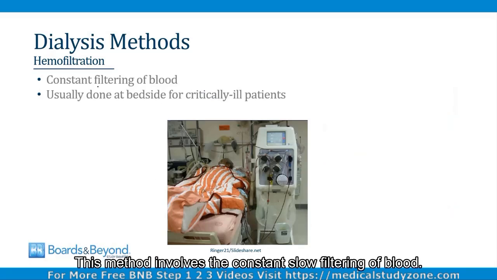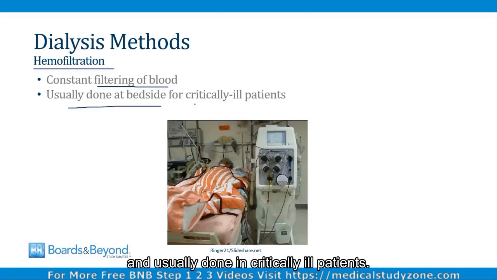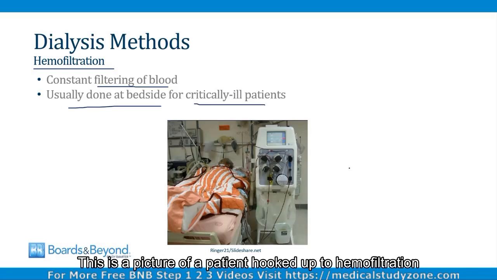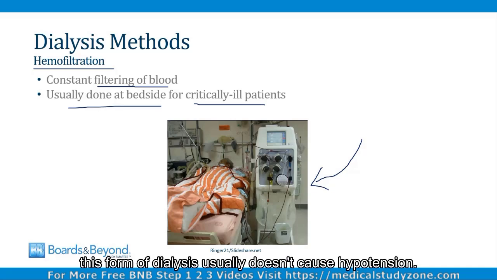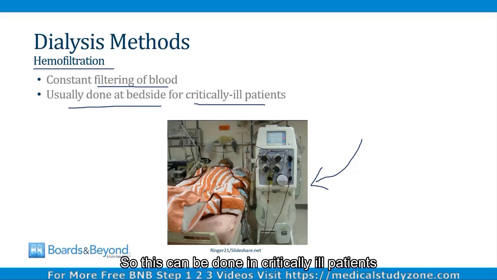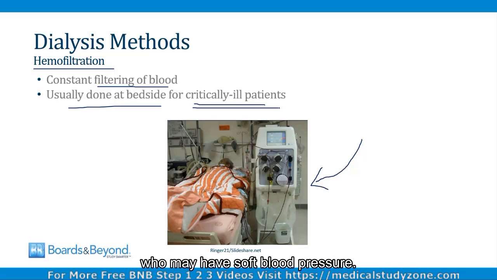This method involves the constant slow filtering of blood. This is usually done at the bedside and usually done in critically ill patients. This is a picture of a patient hooked up to hemofiltration in the ICU shown on the screen here. And because the rate of filtration is slow, this form of dialysis usually doesn't cause hypotension. So this can be done in critically ill patients who may have soft blood pressure.